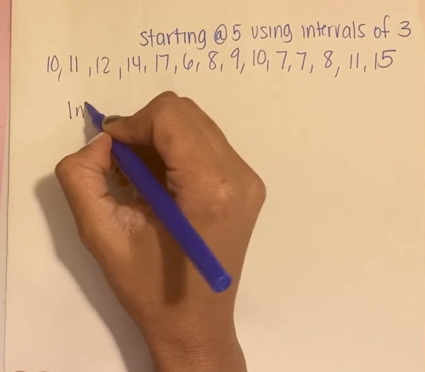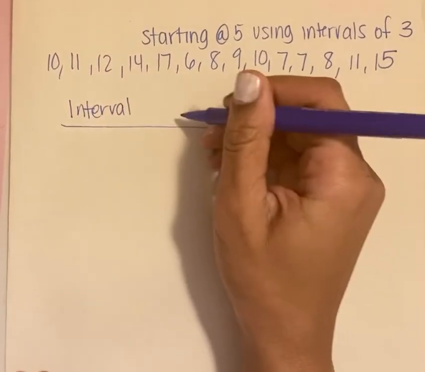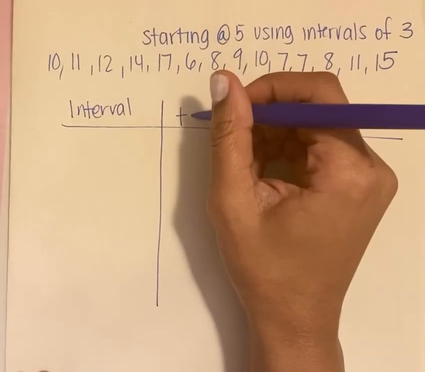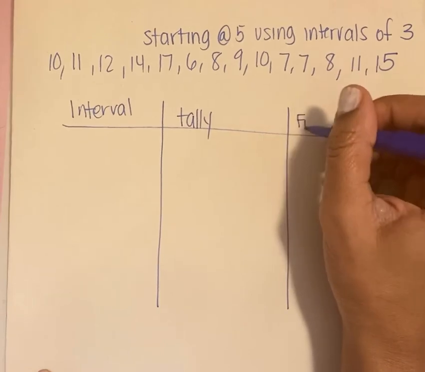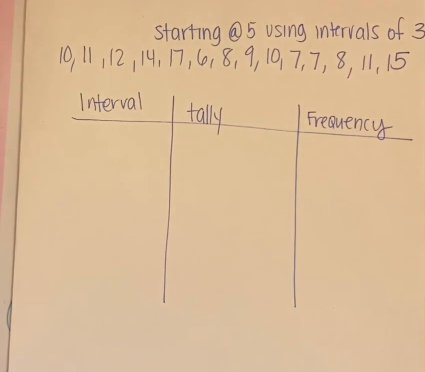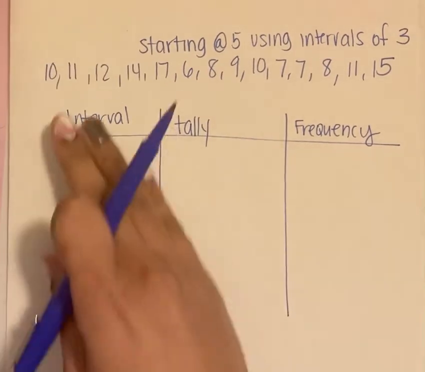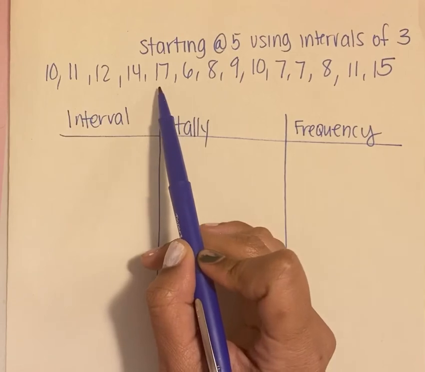And remember, you definitely need to label everything. So you have your interval, you have your tally, and then you have your frequency. Okay, and so before you start going through your numbers, you really just want to see what's your largest number. So my largest number here is 17.